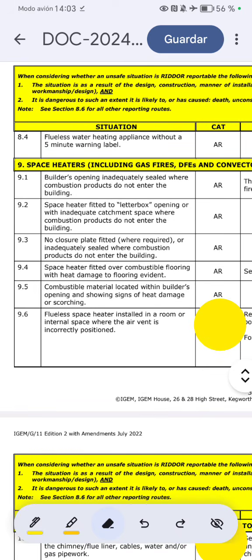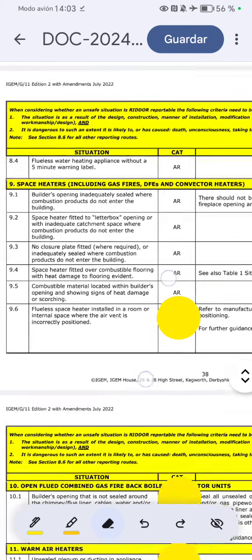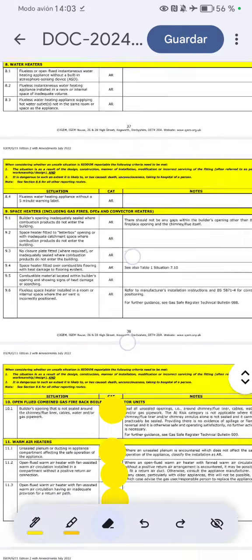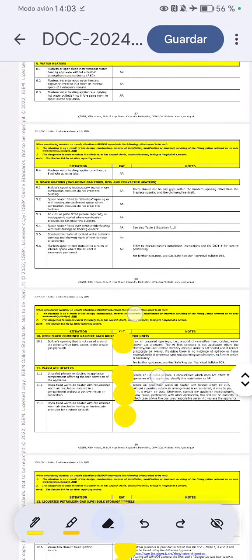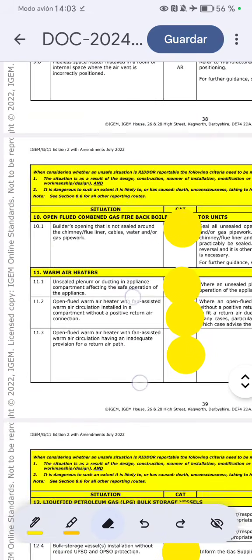9.6. Flue space heater installed in a room or internal space where the air vent is incorrectly positioned. I'm going to say, why does it say see manufacturer's instructions? I'm going to say at risk. Okay, for guidance, another technical bulletin there. Technical bulletin 088. All right. I believe we're almost there.